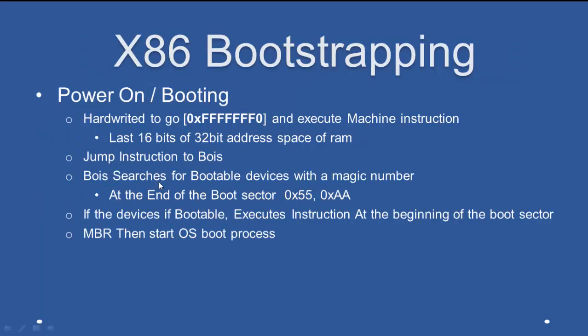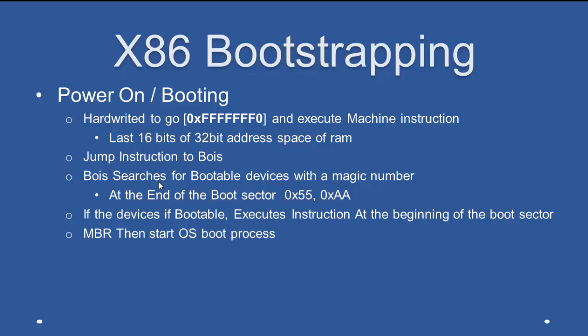And so x86 bootstrapping is the first part of a kernel. Basically how this works is when you power on the computer, the CPU is hardwired to go to the last address of the last 16 bits of the 32-bit address space of RAM, and it will execute whatever is there. What's there is a jump instruction to go to the BIOS, wherever the BIOS is stored in RAM. And what that does is it starts the BIOS.